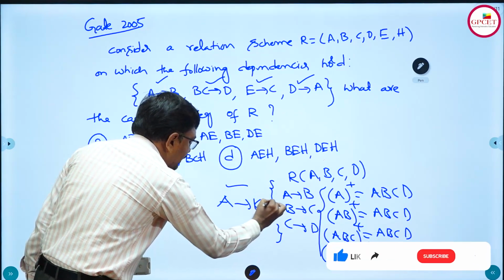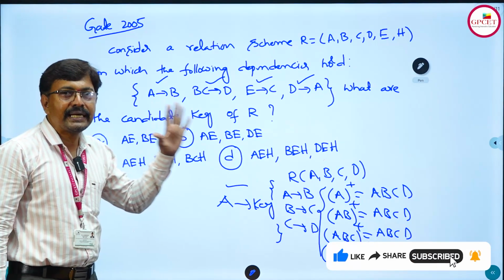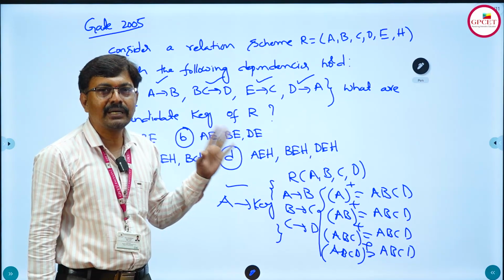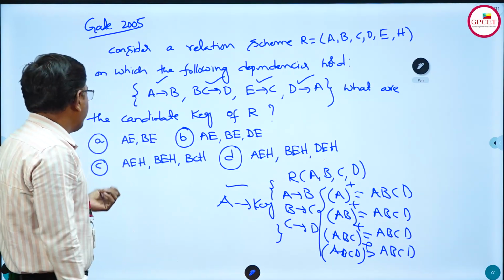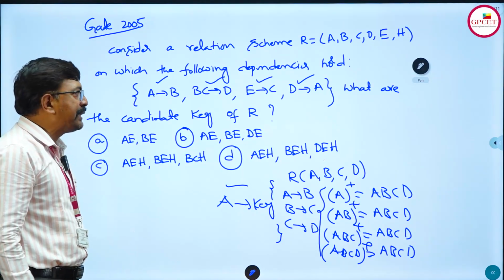A is a key. But based on the technique, what is here? The candidate keys. What is a candidate key? The set of all the keys in a relation is nothing but the candidate key. Observe here, what is the closure definition? We find the AE closure and then the BE closure.